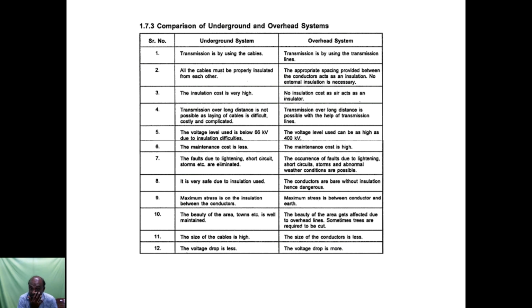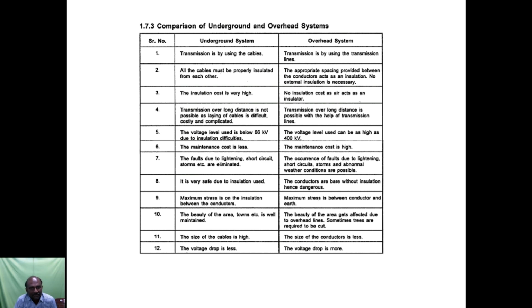The overhead system transmits power through the support of towers, poles and very strong supporting means. But underground systems have no need of such supporting systems. Only the conductors are protected by using various surrounding materials. But in overhead transmission, different types of supporting systems are needed. In this way, we can classify underground and overhead systems.